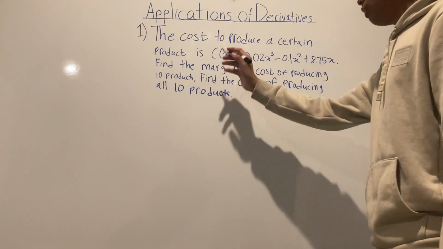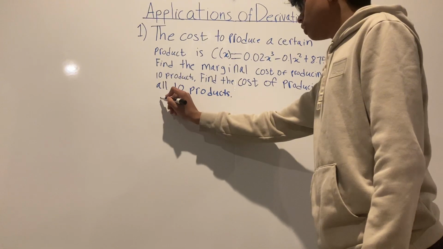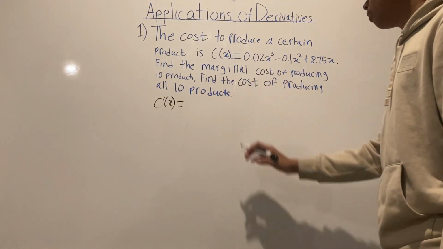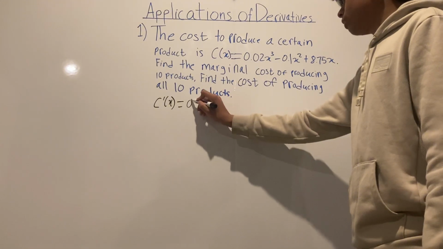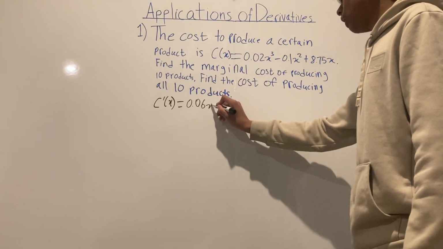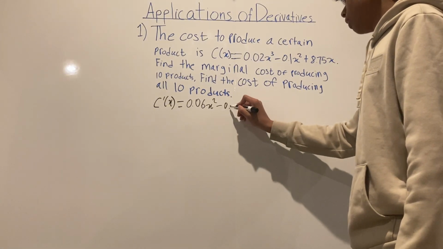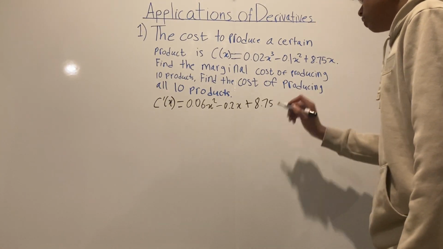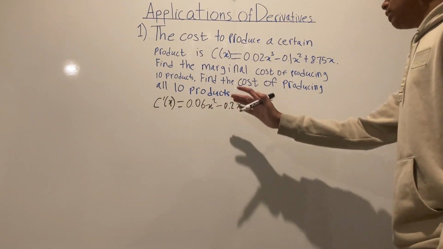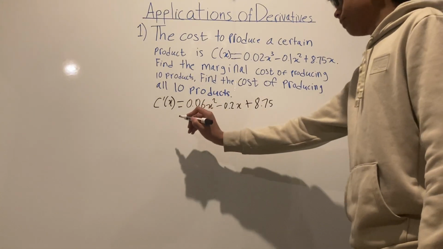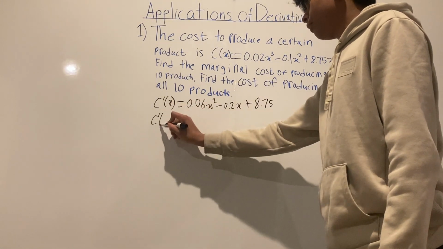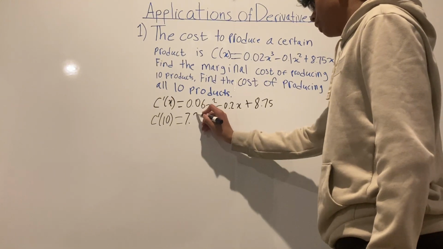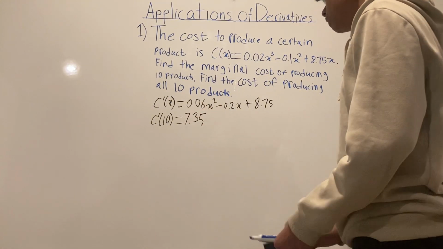So we need to find the derivative of the cost function, which is C prime of X, which equals, so we can just use the power rule. So this is just going to be 0.06 x squared minus 0.2 x plus 8.75. So this is the marginal cost function, and we need to find when x equals 10. So all we have to do is just plug in 10, and if you plug this into your calculator, you're going to get 7.35.